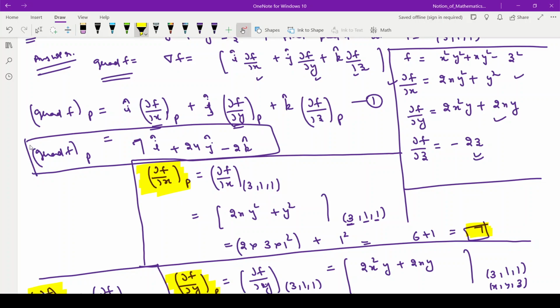So students, in this video I have discussed the formula of gradient which is applied over a scalar field, and thereafter I have discussed two questions of gradient, where the first question was related to the two-dimensional approach and the second question was related to the three-dimensional approach. Thank you so much for watching this video.